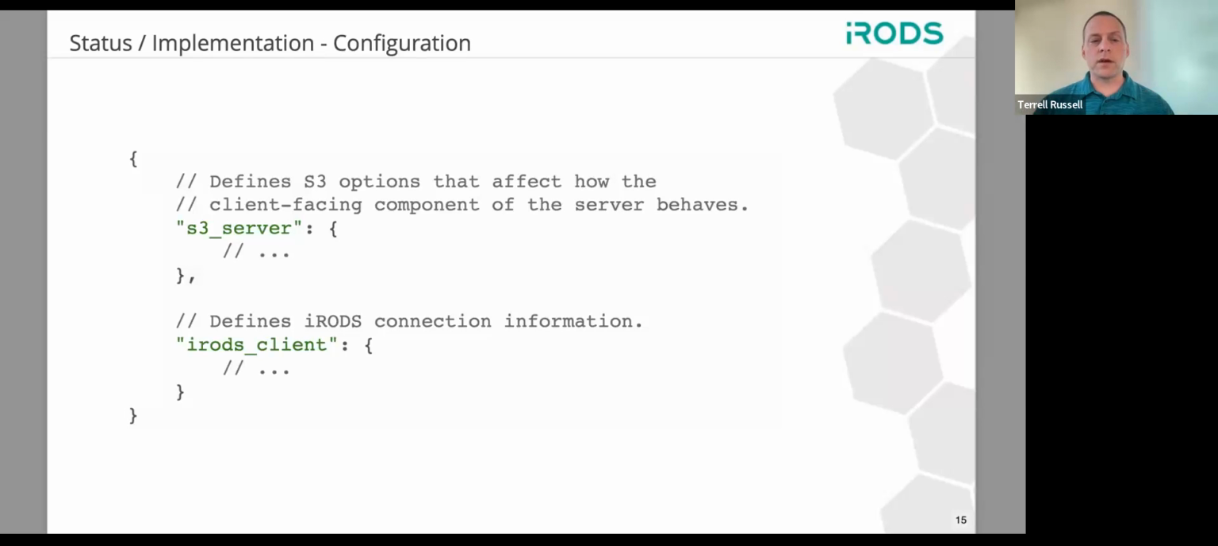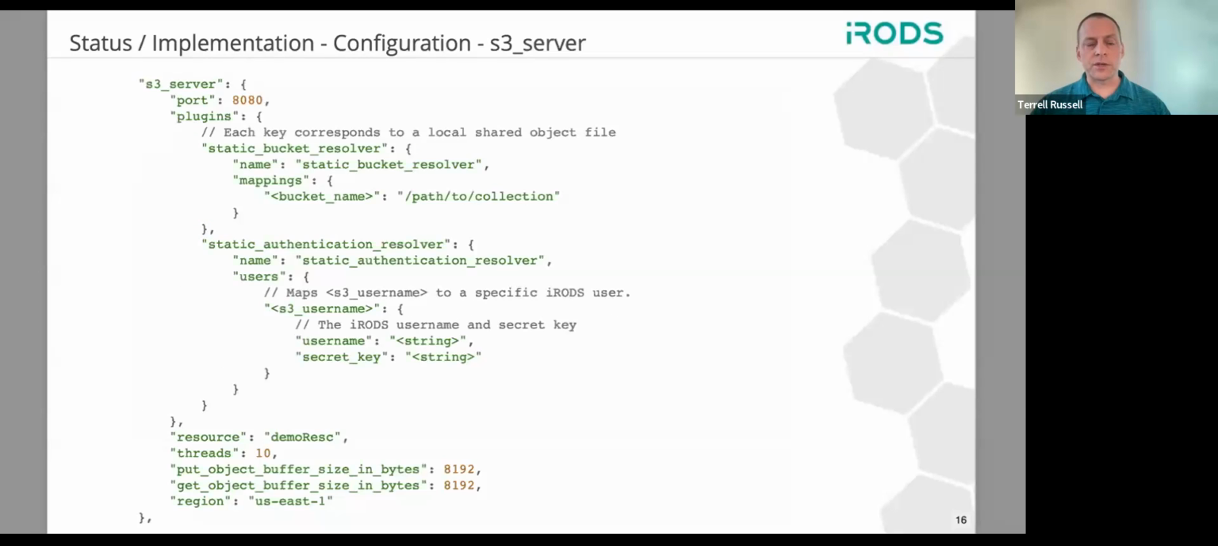This is the configuration file. It basically has two sides of the same single file. There's an S3 server side, and then there's the iRODS client side. The S3 server side defines a port. It has two.